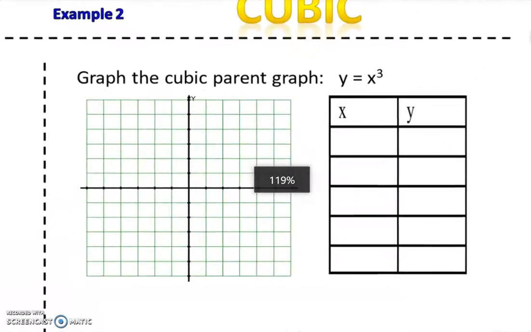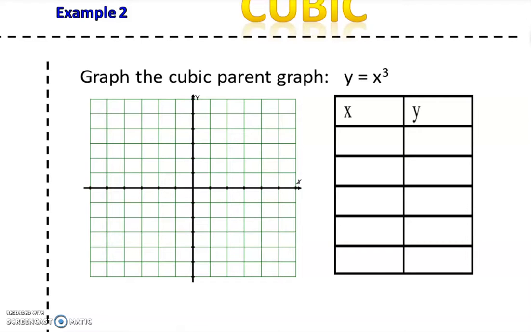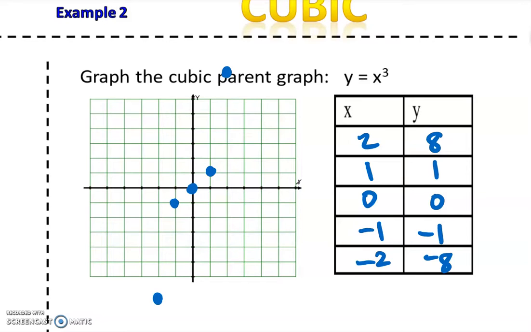Let's do a cubic function. So first let's graph the cubic parent graph. So 0, 0, 1, 1, 2, 8, negative 1, negative 1, negative 2, negative 8. And let's plot those points. So 1, 2, 3, 4, 5, 6, 7, 8. So 8 is going to be up here. We'll go off the graph a little bit. You don't have to because you're setting up your own graph. And it's going to look something like that. And that's the parent graph of a cubic function.